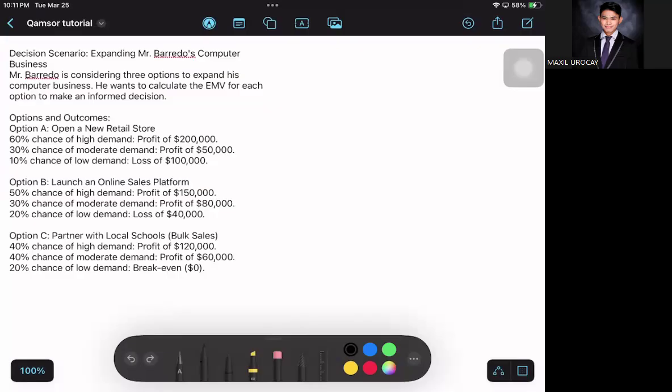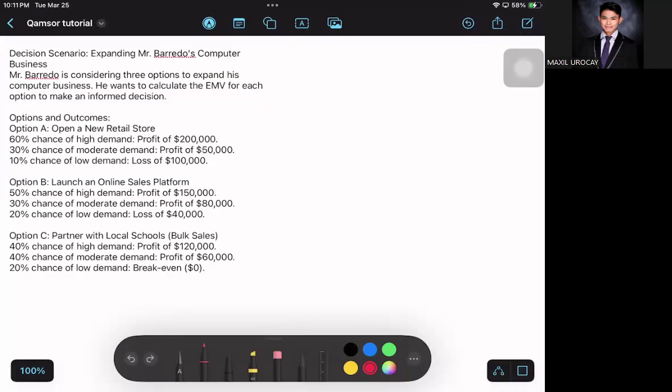This will be another video for the EMV, or expected monetary value, where we have the decision scenario of expanding Mr. Barredo's computer business. Mr. Barredo is considering three options to expand his computer business right now. Suppose that he already has the business. He wants to calculate the EMV for each option to make an informed decision.